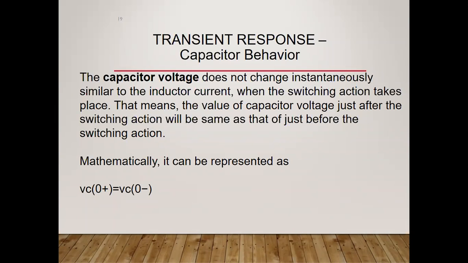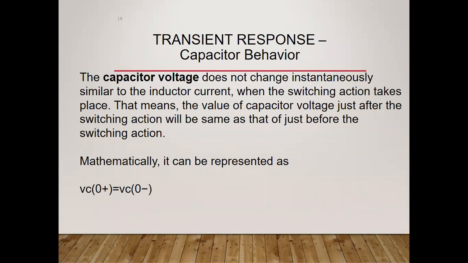The voltage across that particular capacitor is VC. So VC at 0 plus and VC at 0 minus are the before and after cases. The instant is the 0 case, before the instant is 0 minus, and after is 0 plus. So the capacitor voltage does not change instantaneously, similar to the inductor current, when the switching action takes place.